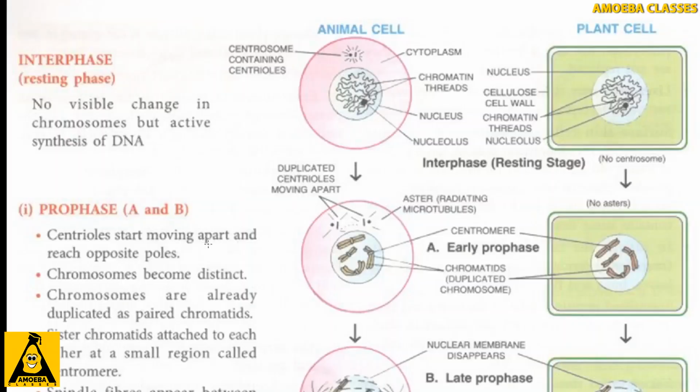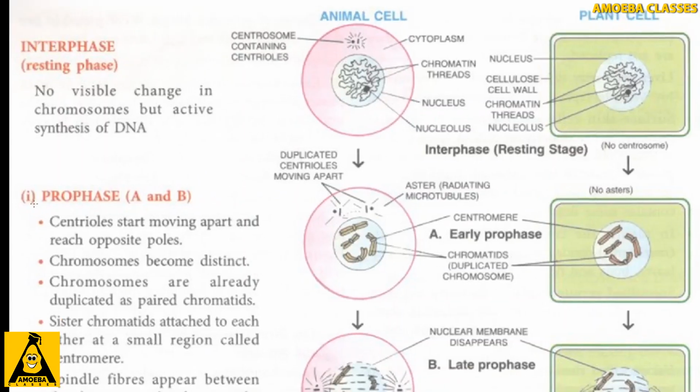So this is the content from the Concise Selina book. Let's understand with the help of the diagram. Okay, the pen is working. See, after the interphase, we will be having what? Prophase, A and B. This A and B means this is the A diagram, this is the B diagram.